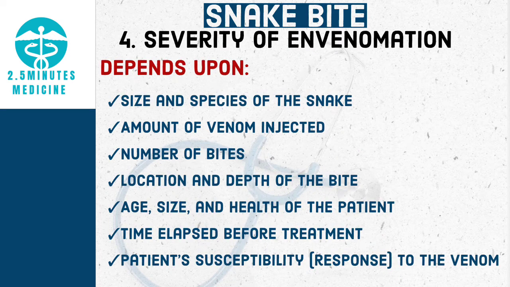Severity of envenomation depends upon size and species of the snake. Amount of venom injected. Number of bites. Location and depth of the bite. Age, size, and health of the patient. Time elapsed before treatment. Patient's susceptibility, response to the venom.